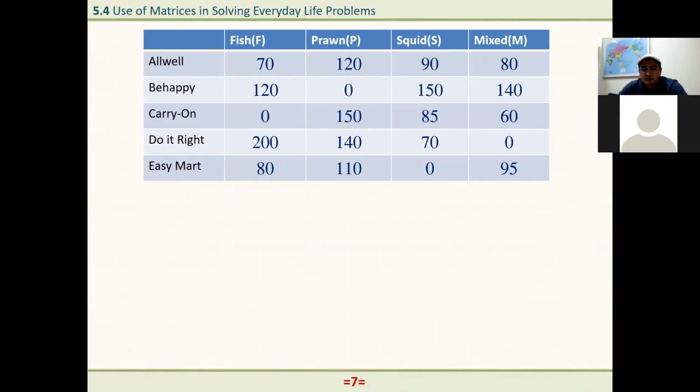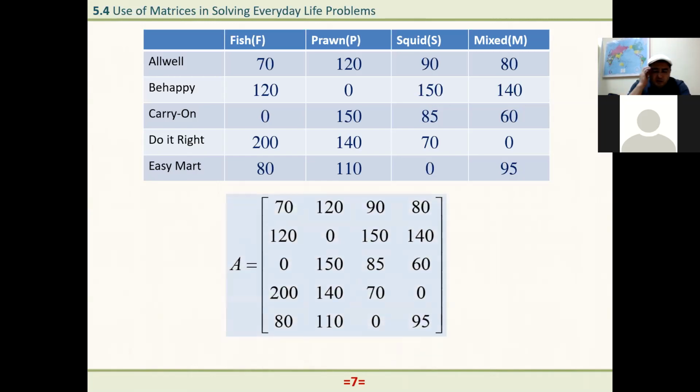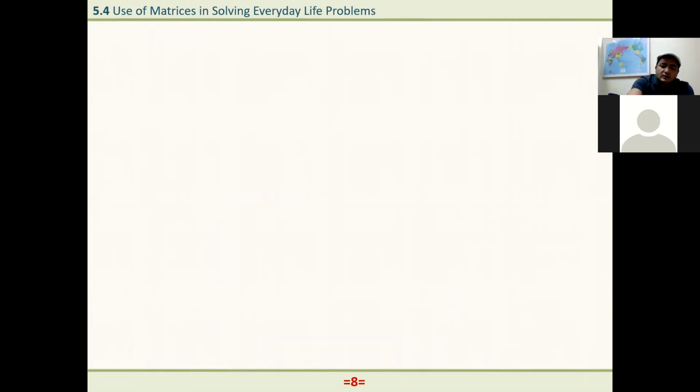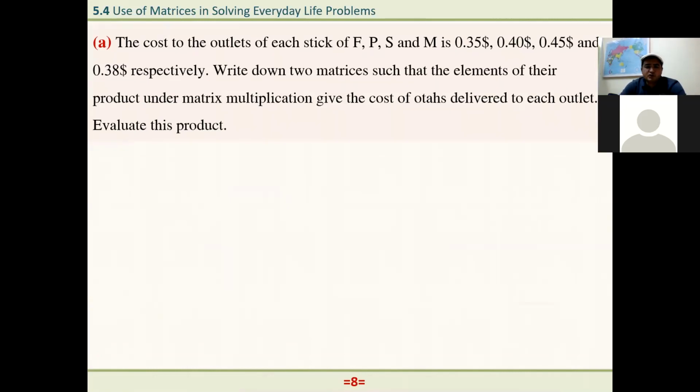As you see here, when we just tabulate this data in this way, when you look at this picture, now we have some idea very quickly. Okay, Allwell fish, 70. Allwell prawn is 120. Anyway, after tabulating this, we can also describe this as a matrix. Here we have a 5 by 4 matrix. Now from here we can understand that the first row is about Allwell, the second row is about Be Happy. Okay, now question A.